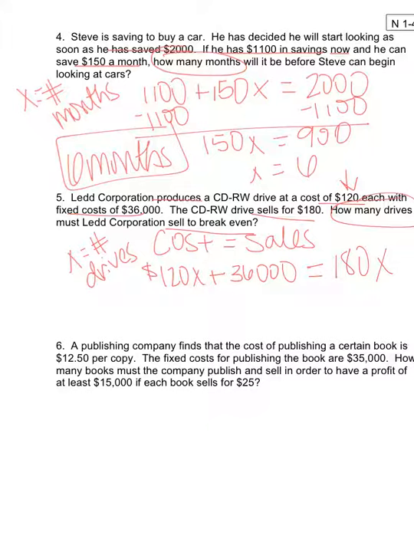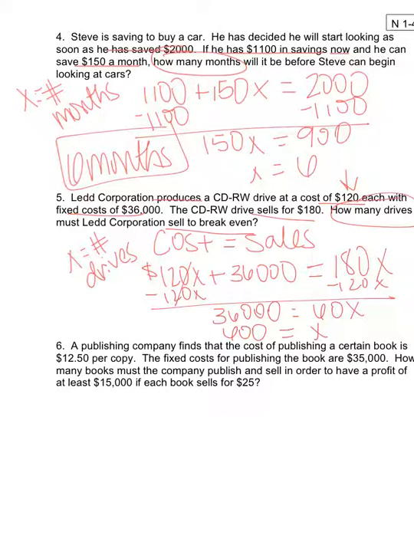So we will solve this equation. So we'll subtract 120x. So you get 36,000 equals 60x. And then when you divide, you should get x equals 600. So we circled how many drives must Alg Corporation sell to break even. So exactly 600 drives.